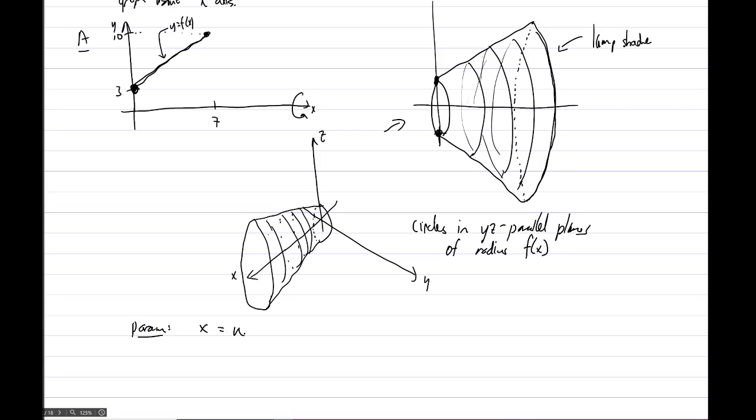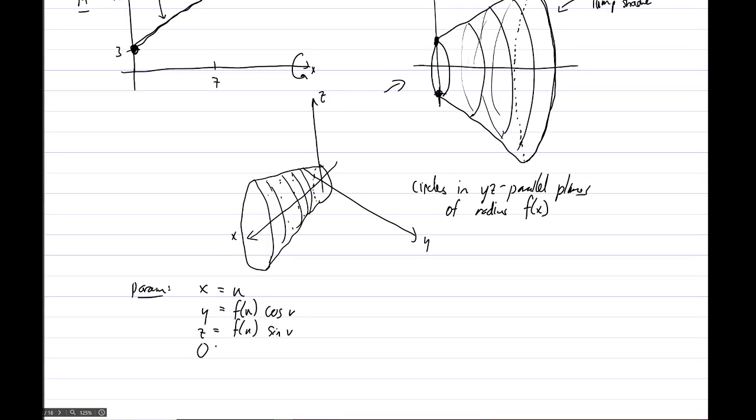x is just equal to u, and since f of x, the value of x, gives us the radius of the circle, it makes sense for the y and z formulas to be f of u, because u is x, times cosine of v, and then f of u times sine of v. As for a parameter domain, we will here say that u should go between 0 and 7, and v should go between 0 and 2 pi.